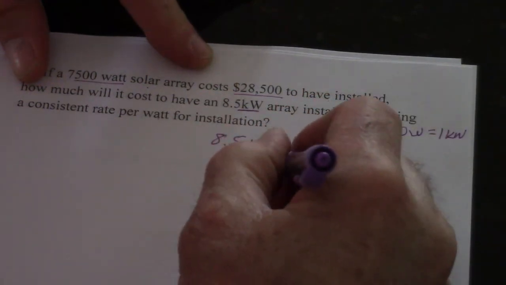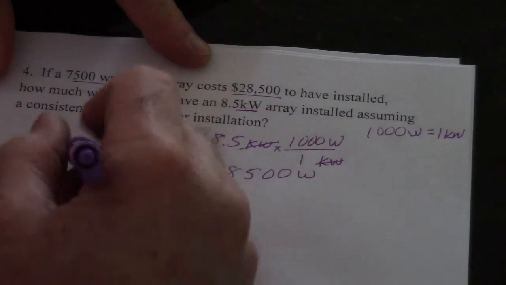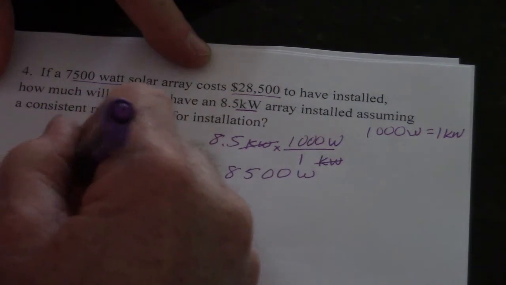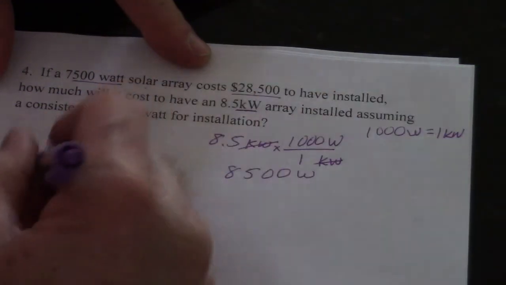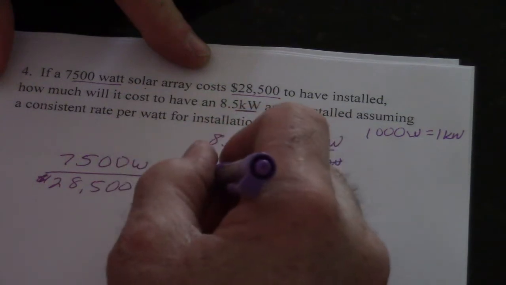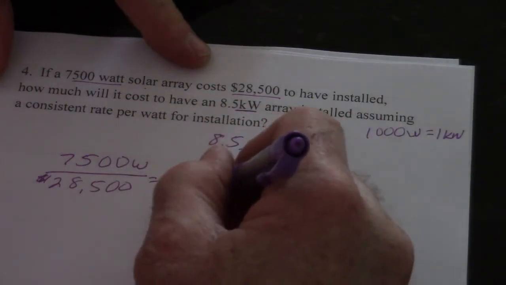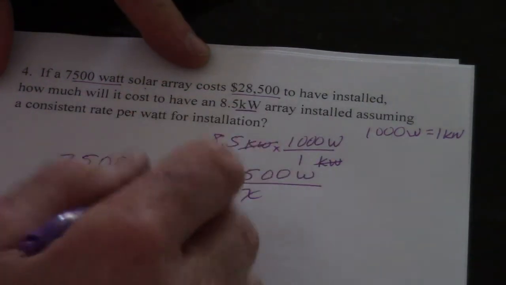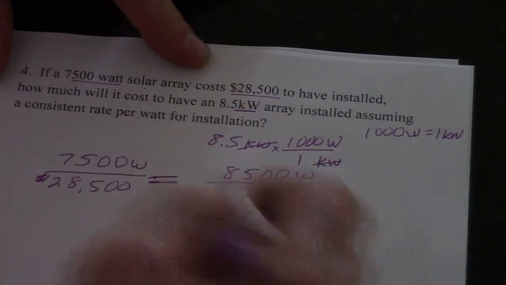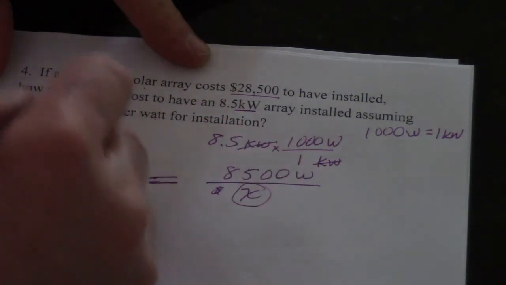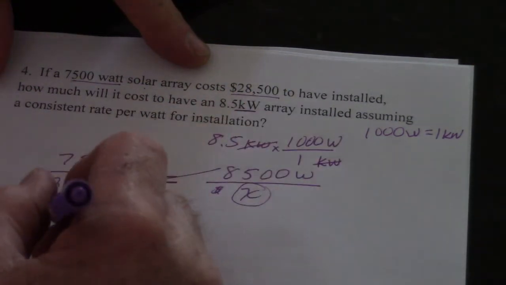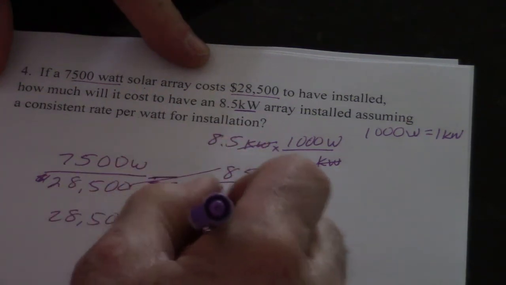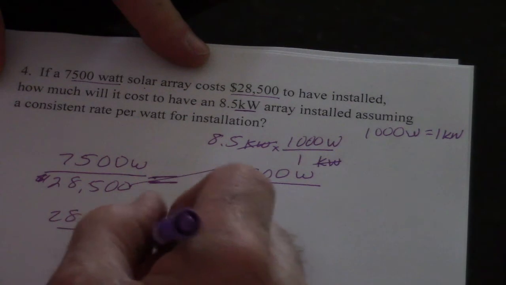so that's 8,500 watts. So now we have a 7,500 watt array that costs $28,500. I'll just leave that there, watts per dollars here. So our X, whatever we get for our value there, this should be in dollars. Watts to dollars, watts to dollars, and those are equal. So here's X, we're going to cross multiply and divide. So we cross multiply those diagonals, 28,500 times the 8,500 divided by 7,500.